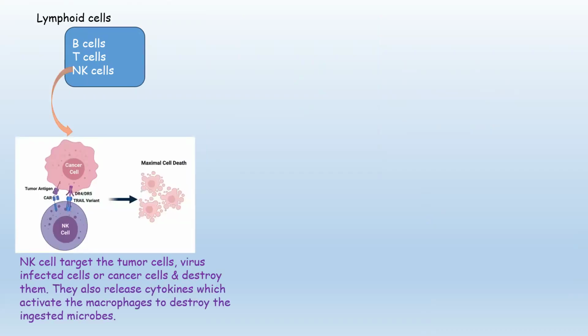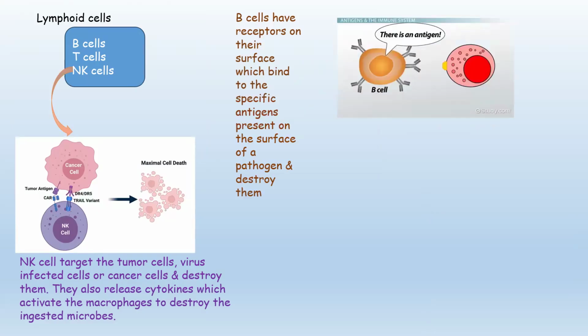Moving to the lymphoid cells, as we have seen earlier, they include B cells, T cells, and NK cells. NK cells spontaneously target the abnormal cells of our body, like tumor cells, virus-infected cells, or cancer cells, and destroy them. They also release cytokines, which activate the macrophages to destroy the ingested microbes.